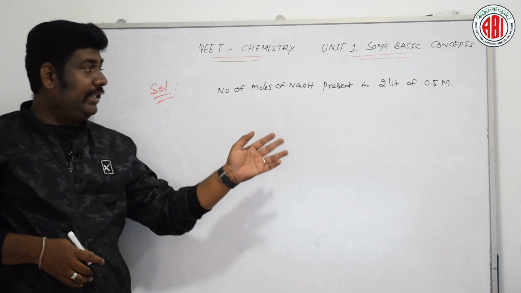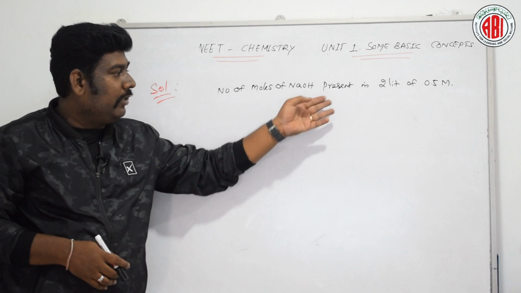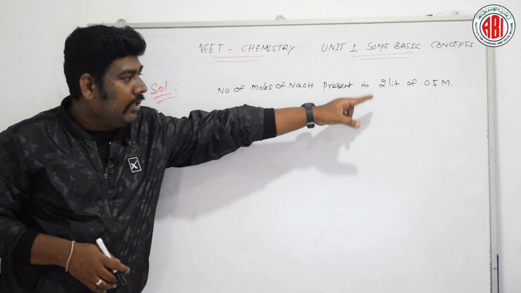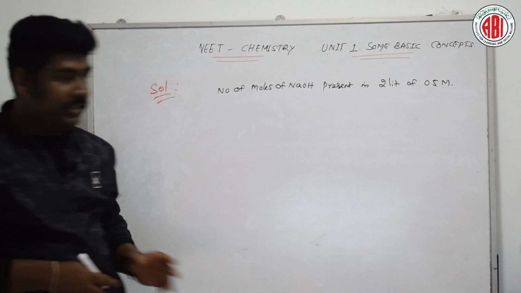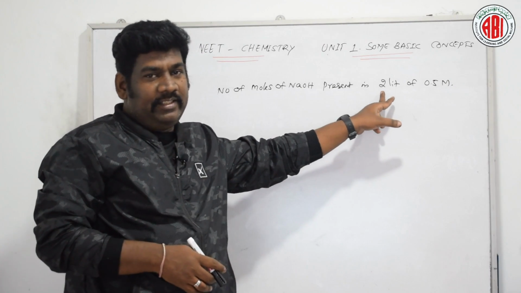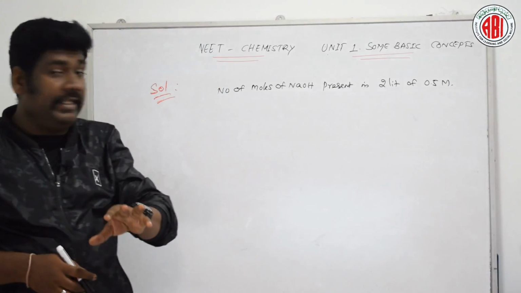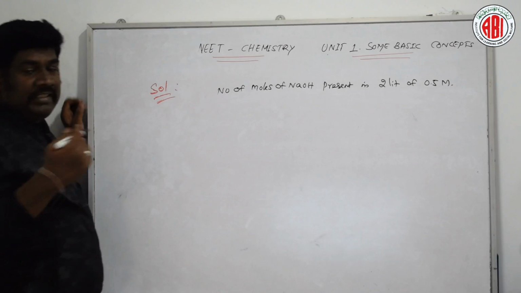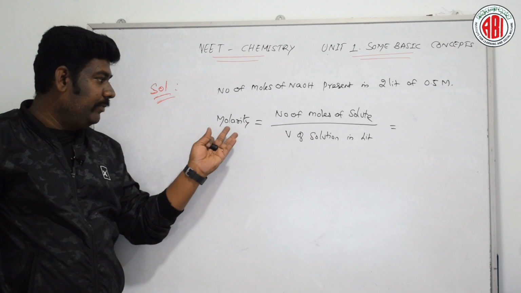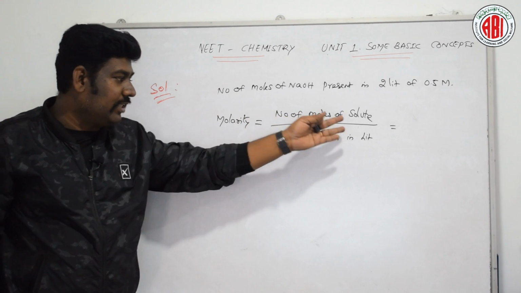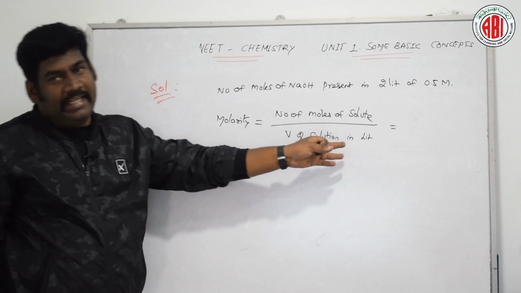In the question, the volume is given, that is 2 liters, the molarity is given, 0.5 molarity, and we should find the moles. First, write the formula for molarity. Molarity is equal to the number of moles of solute divided by the volume of the solution in liters.